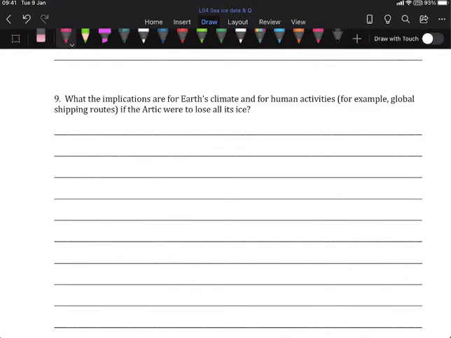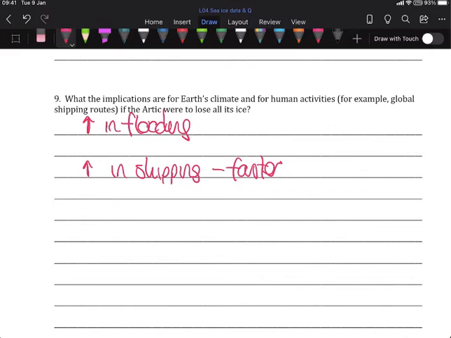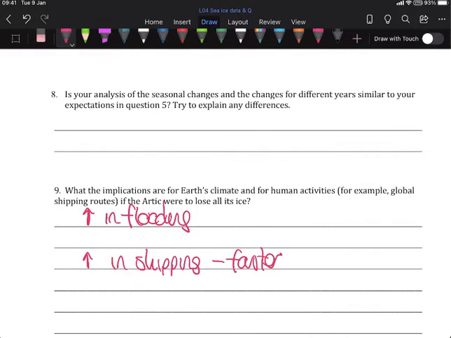And then implications for Earth's climate and human activities if all the ice were to be lost. So in terms of our climate, it's going to be bad because there's going to be an increase in flooding in low-lying areas. In terms of human activities, then good in that you can have increase in shipping. Things will get there faster because they don't have to go around the world. They can just go over the top.